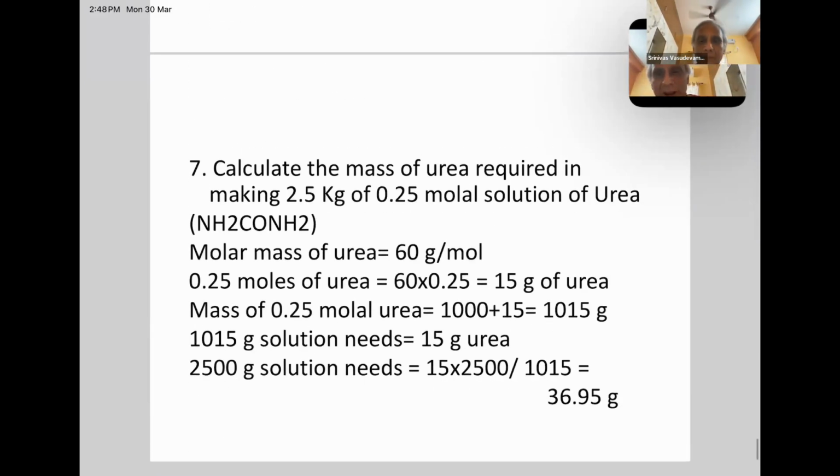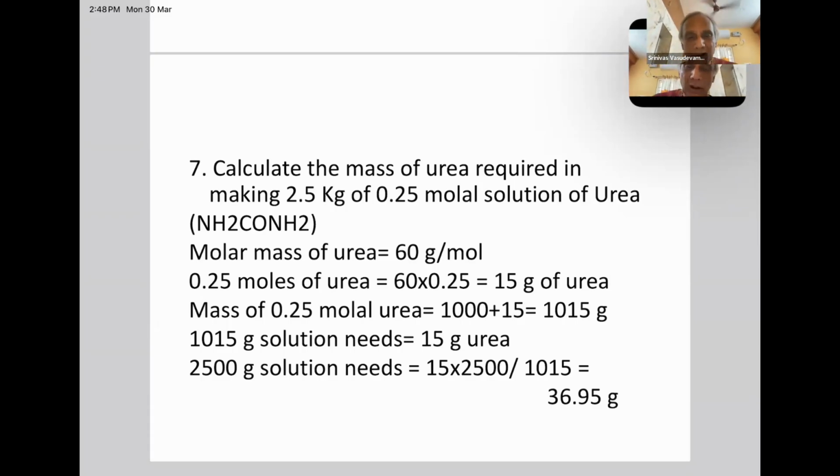Now let's see the last one. Calculate the mass of urea required in making 2.5 kilogram of 0.25 molar solution of urea. Molar mass of urea, 60 gram per mole. So first find out what is the mass of urea in 0.25 moles of urea. So that is 60 into 0.25, 15 gram of urea.